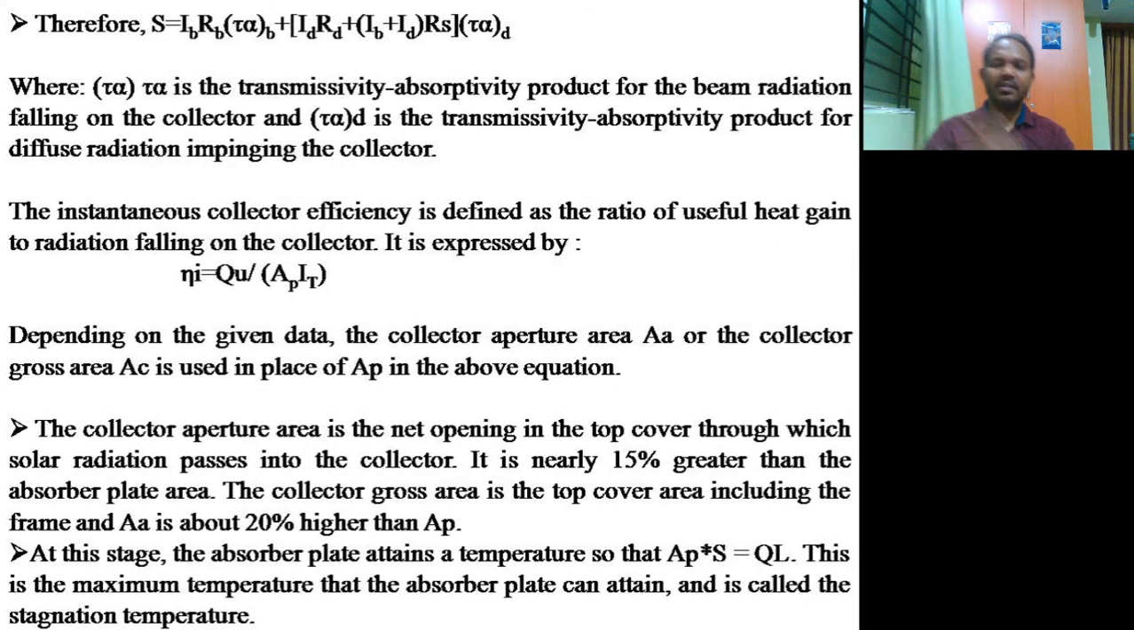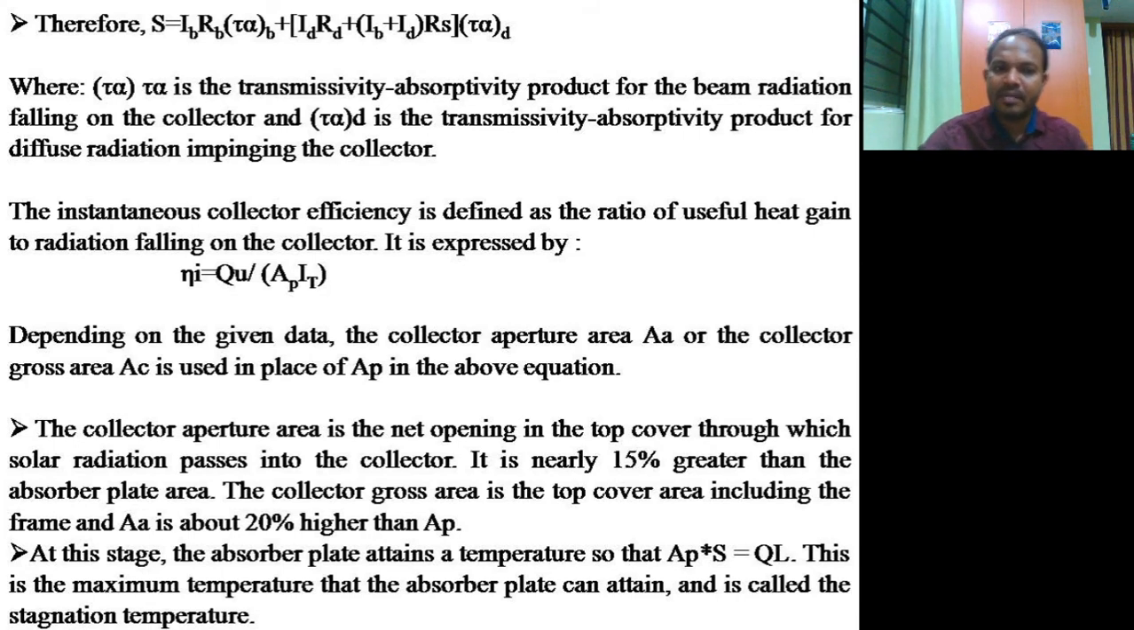Now here, what do you mean by this instantaneous solar collector efficiency? It is nothing but whenever the solar radiation falls onto this absorber plate, at that instant, at that time, how much of that solar energy or solar radiation is instantaneously converted into heat. That is what this instantaneous collector efficiency does. So it is nothing but the ratio of Qu divided by AP into IT.